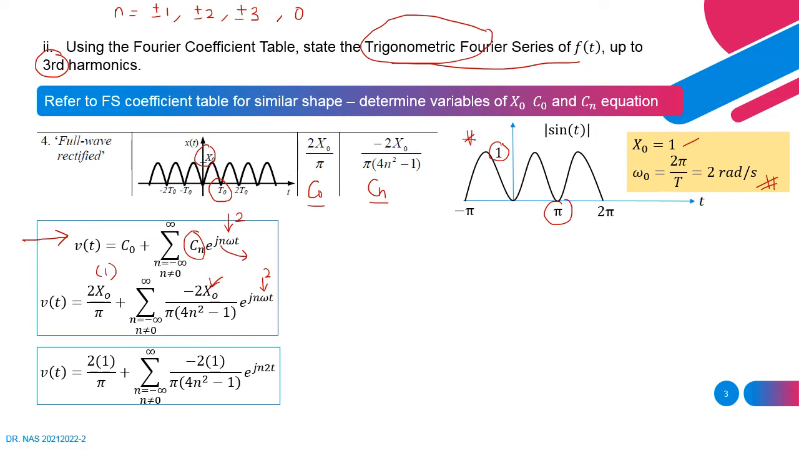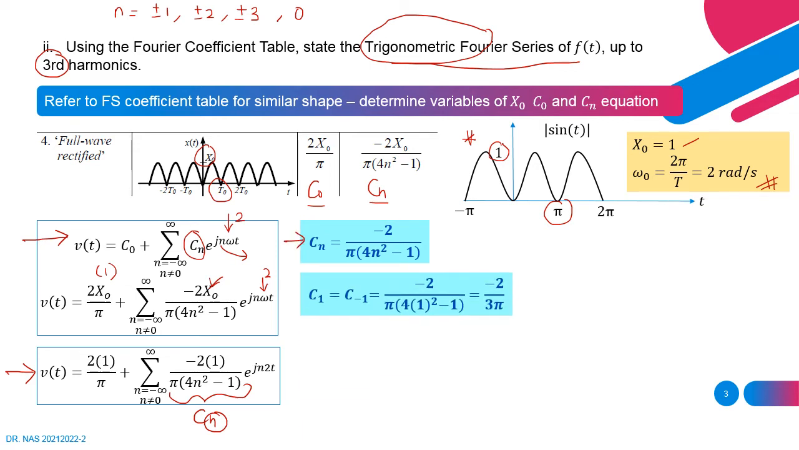So you get the general equation of the Fourier series. Then you need to consider the coefficients. So this is your Cn. You need to vary the n up to third harmonics. So this is your Cn equation. Then when n equal to 1, you get negative 2 over 3 pi. When you have n equal to negative 1, negative 1 squared gives you the same answer. So this is the Cn for both positive 1 and negative 1.